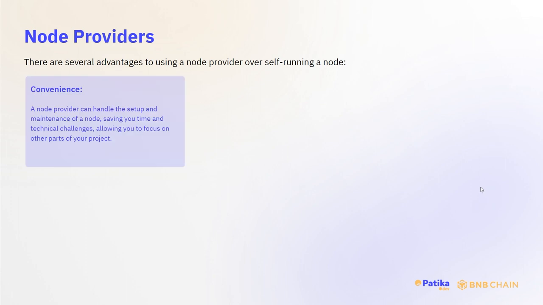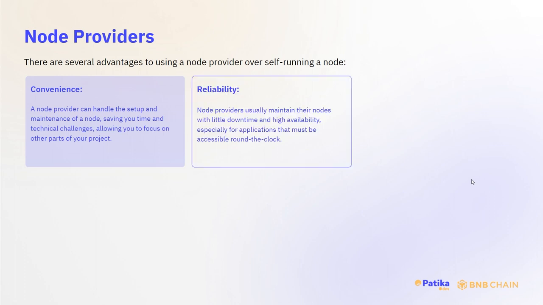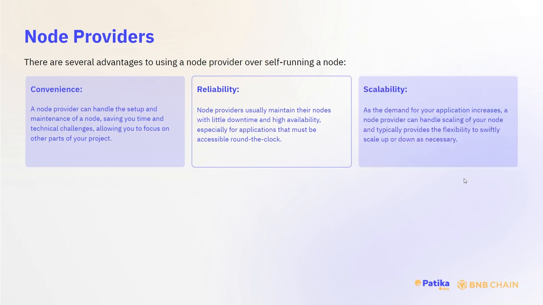The first one is convenience. A node provider can handle the setup and maintenance of a node, saving you time and technical challenges, allowing you to focus on other parts of your project. Reliability. Node providers usually maintain their nodes with little downtime and high availability, especially for applications that must be accessible around the clock. Scalability. As the demand for your application increases, a node provider can handle scaling of your node and typically provides the flexibility to swiftly scale up or down as necessary.